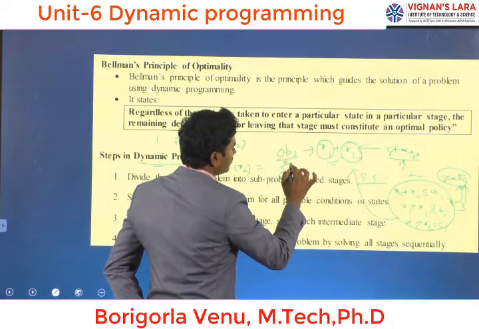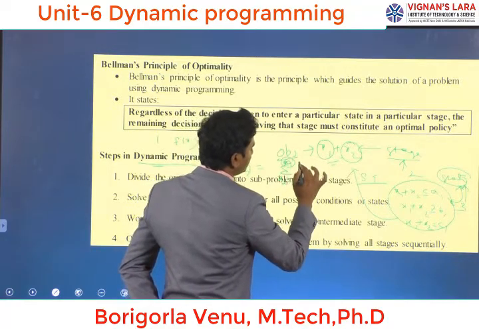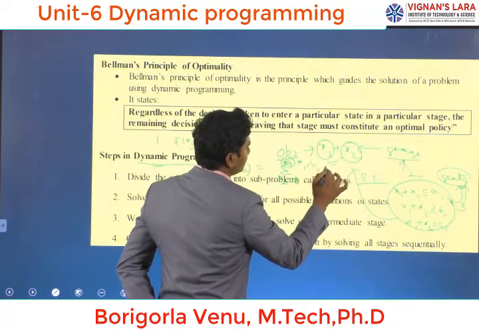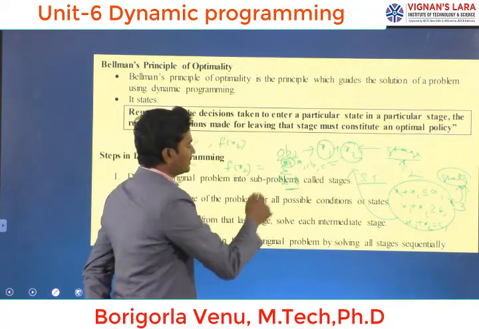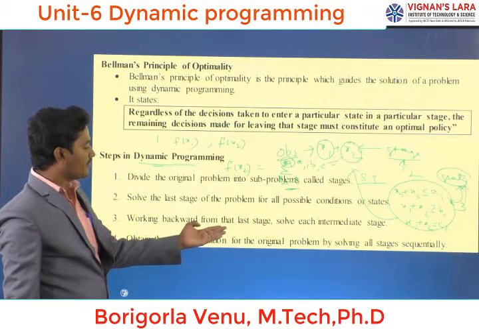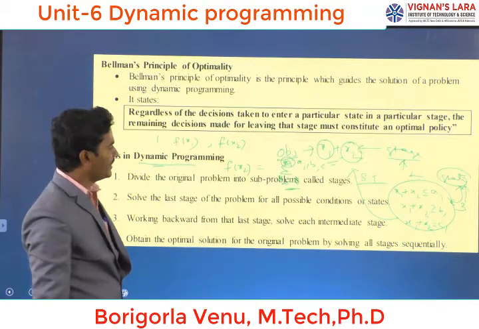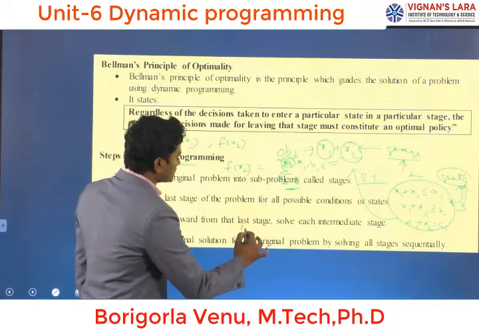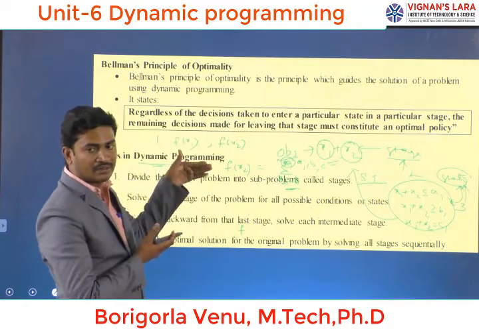I to n. Here n means a, b, c. Okay. Based on this, we are going to calculate the f of x2 value. Next, working backward from the last stage, solve each intermediate stage. From the last stage, we are going to calculate the values.